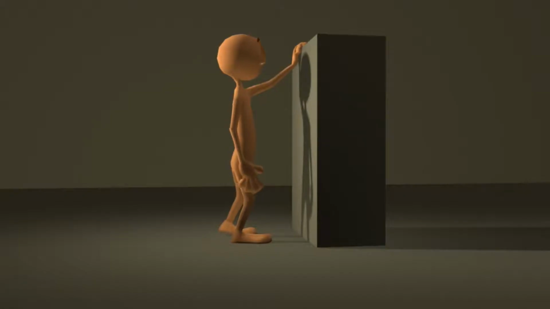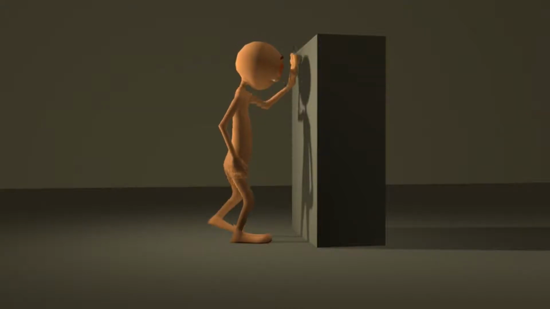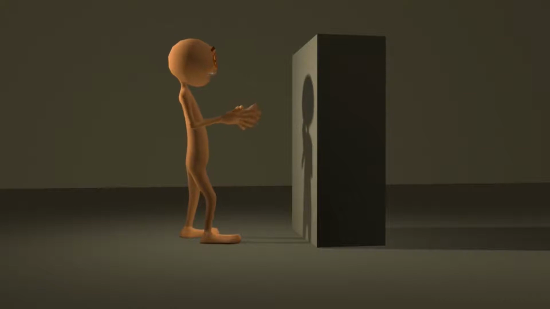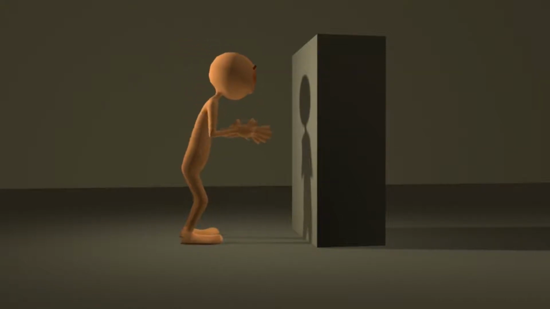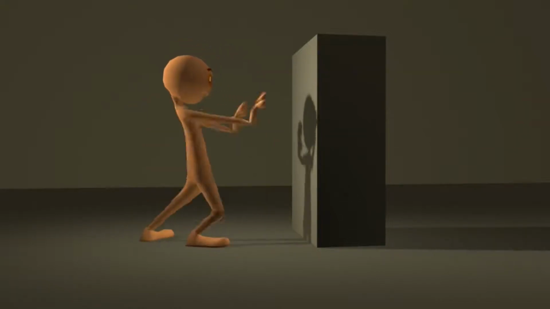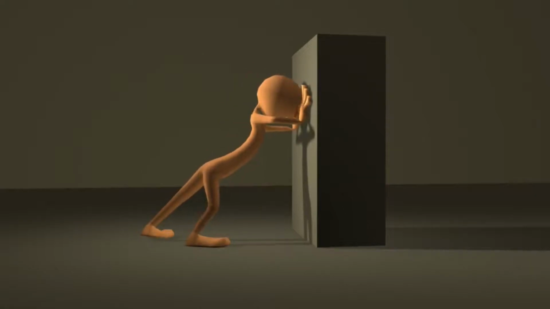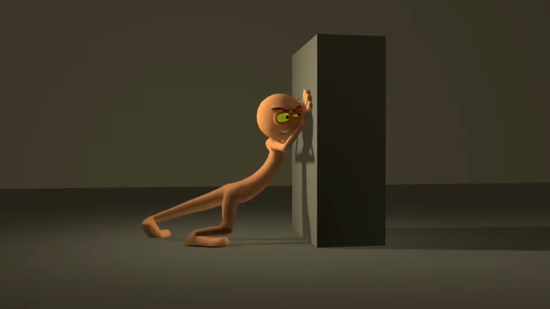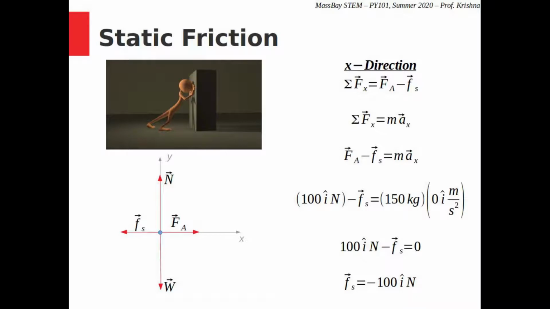To answer this question, we first need to examine the types of friction. The first is called static friction, and it applies when something is standing still. Static friction is a very unusual force. Suppose the character initially pushes the object with 100 newtons of force and sees that it doesn't move. The free body diagram would look like this.